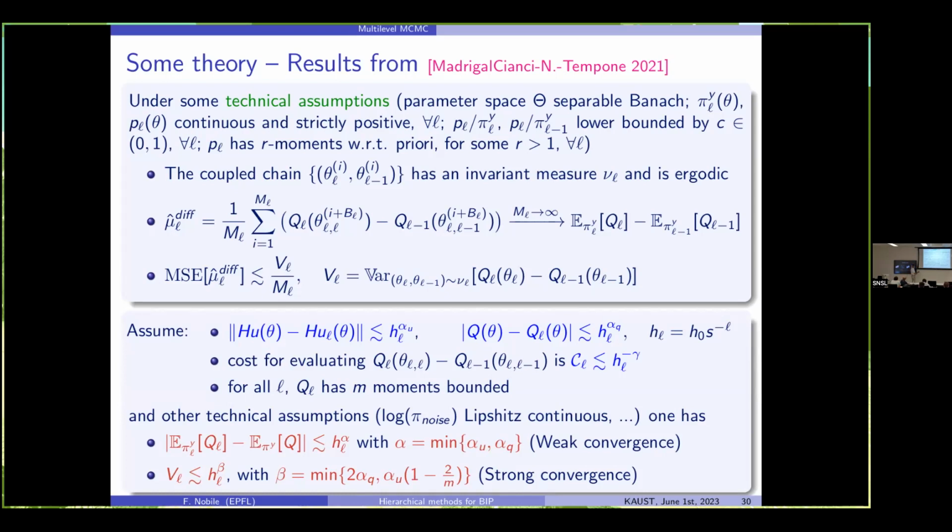Essentially, we assume that we have some weak rate of convergence, some convergence in the approximation of the state, and then we can show that this variance decays at a certain rate beta. This beta depends on quite a few things: the rate of strong approximation of the forward model, and the rate at which you approximate the quantity of interest. It also involves some moment assumptions on the quantity of interest. But if QL has infinite moments, essentially you get the smallest between those two rates.